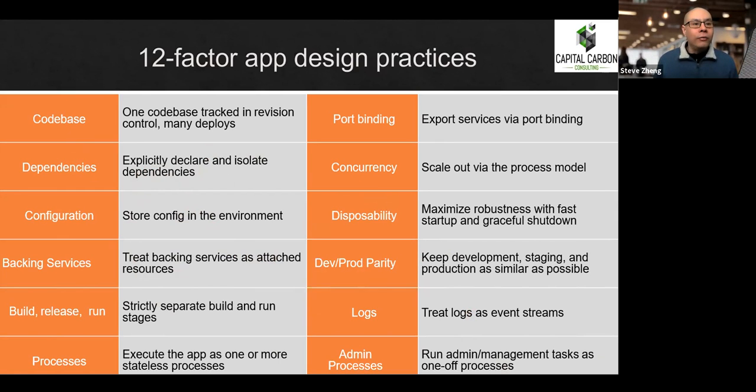But if you are a developer, I highly suggest you take a screenshot of the 12-factor application design practices, and then you read it one by one. Try to understand what it is about. So for example, code base: one code base tracked in revision control, many deploys. What does this mean?